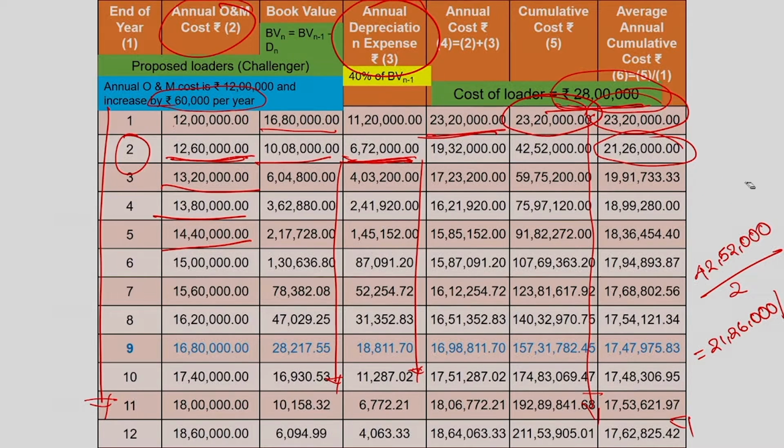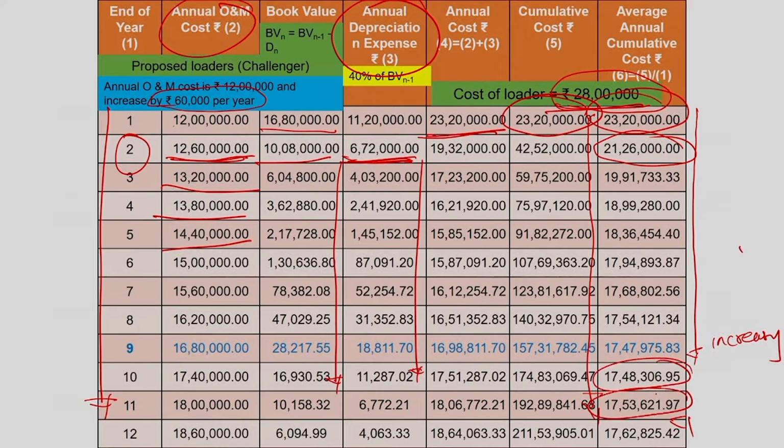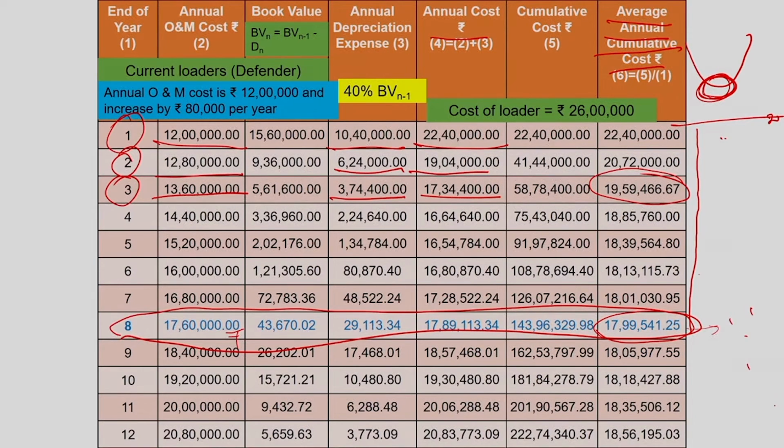The same way you can see the trend here. Initially the cost is high, then it starts reducing, it reaches a minimum point, and after that it starts increasing. Basically here the economic life of the machine is the 9th year for the proposed loader, because the cost is minimum in the 9th year. But for the old loader the economic life is the 8th year.